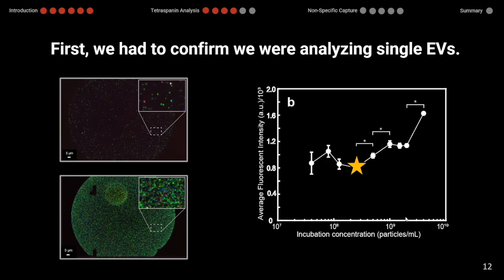This concentration correlated to about 2,500 particles in a single channel on a single spot. So we tried to use this as our limit to say that, yes, we are in fact looking at single EVs from now on.